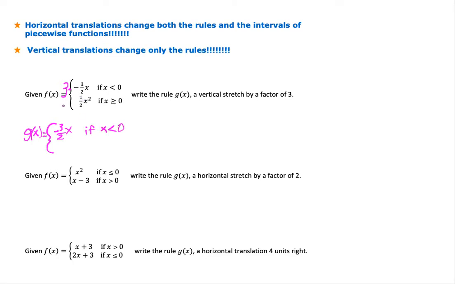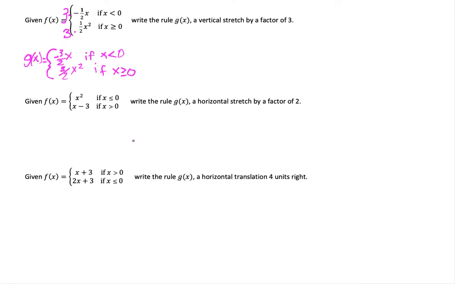So I'll still write if x is less than 0. This one, same thing, multiply by 3. So now I have 3 over 2 x squared if x is greater than or equal to 0. So that would be my answer.